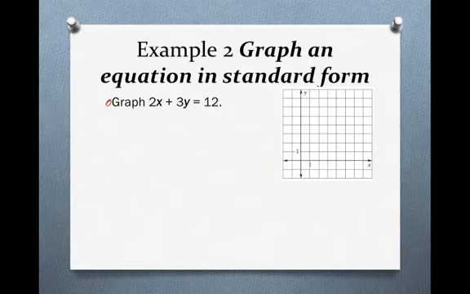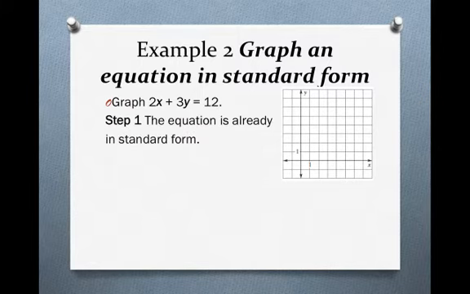So we're going to graph 2x plus 3y equals 12. Now the equation is in standard form. Remember, for standard form you cannot have any fractions, and you need ax plus by equals c as your form. You don't want to start with something negative, so you don't want a negative coefficient for your x term. The equation is already in standard form. There's no fractions. It's ax plus by equals c form. A is positive, so we're good to go.